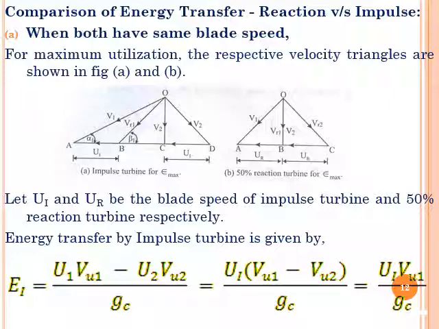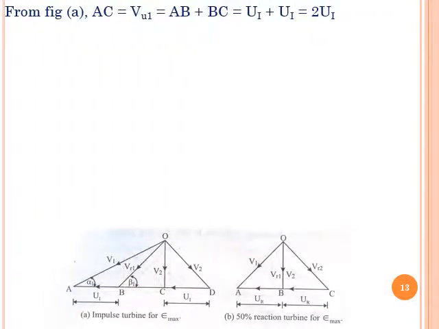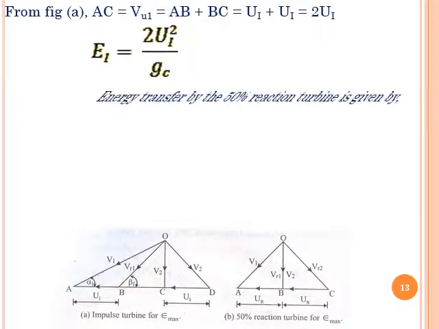Then VU2 in case of 50% reaction turbine is equal to 0. So for that reason, energy transfer is U1 VU1 by GC. From figure A, AC is equal to VU1, which is equal to AB plus BC, that is U plus U, equal to 2U. So now energy transfer is equal to 2U square by GC.